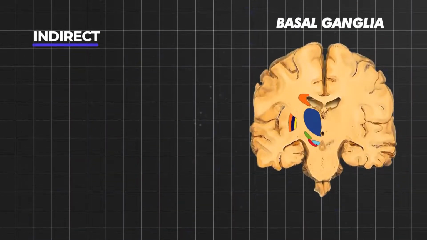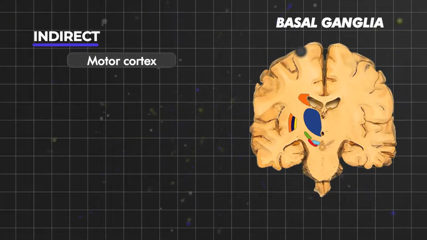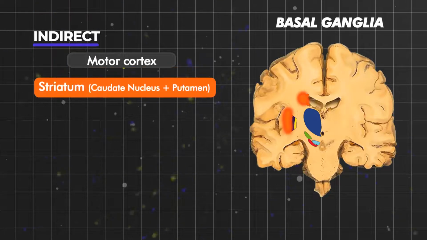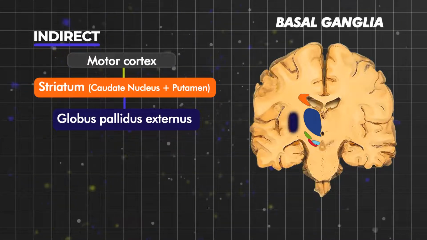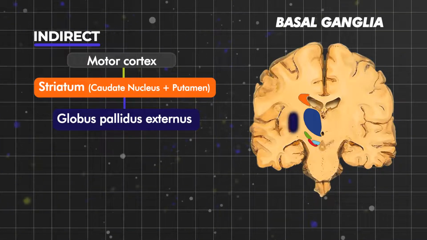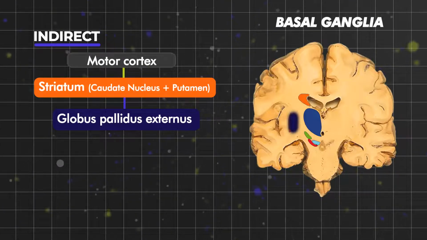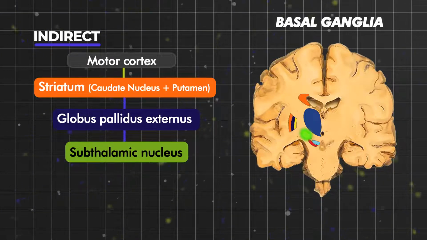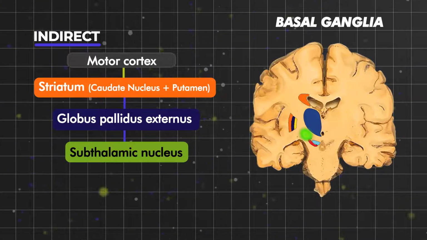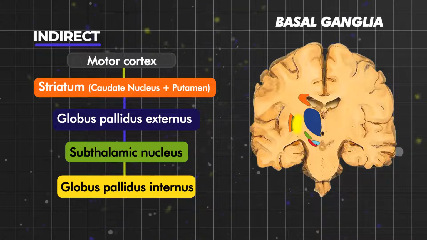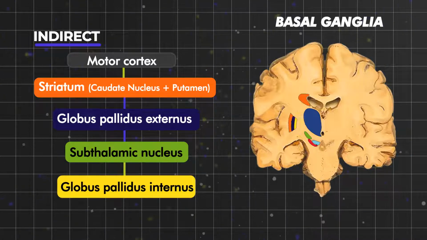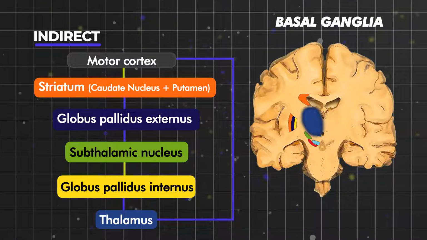For the indirect pathway, similar to the direct, it starts first from the motor cortex sending excitatory signals to the striatum. The striatum then sends inhibitory signals to the globus pallidus externus, which makes the difference from the direct pathway. The globus pallidus externus will send inhibitory signals to the subthalamic nucleus, and the subthalamic nucleus will send excitatory signals back to the globus pallidus internus. At this point, the indirect pathway finishes the same as the direct pathway, sending an inhibitory signal to the thalamus, resulting in the inhibition of the motor cortex.